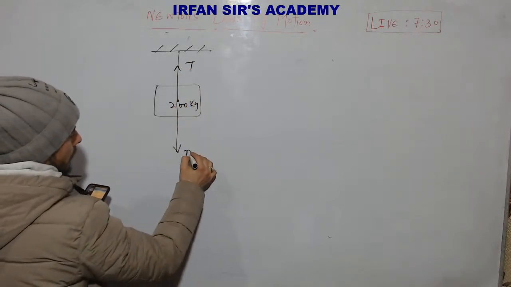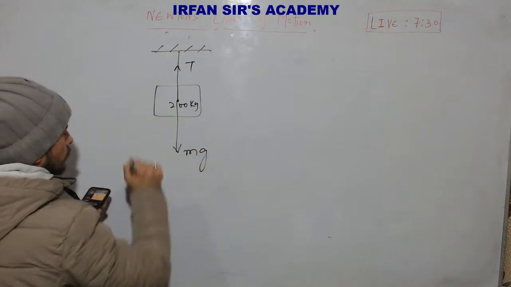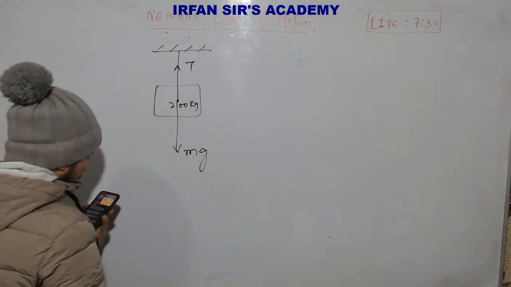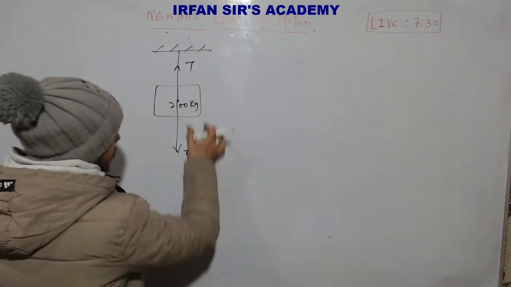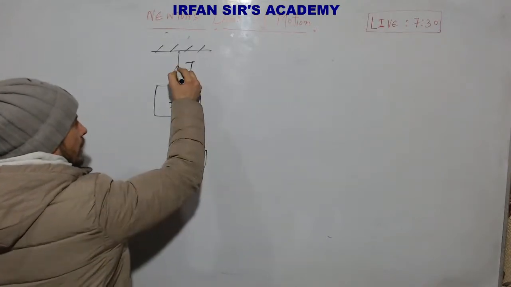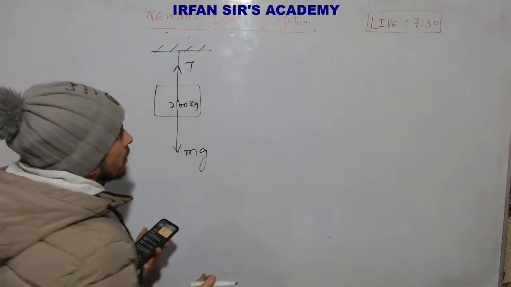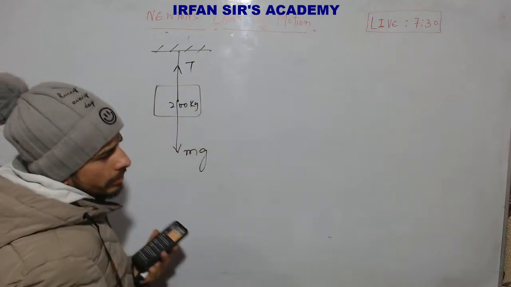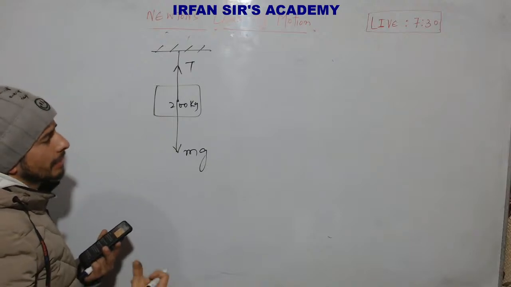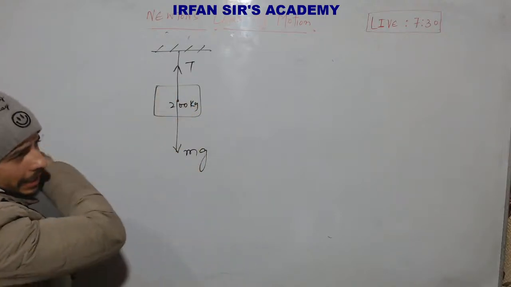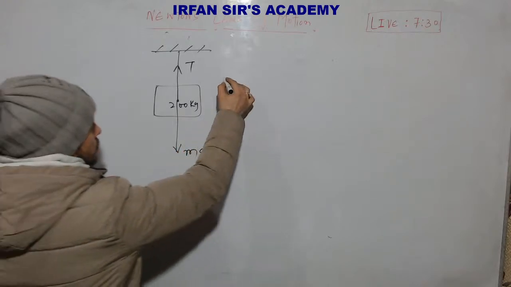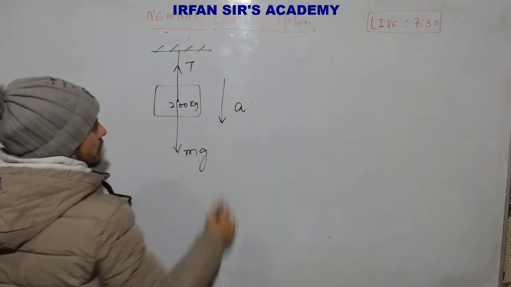Here it will be the weight of the body, W equal to mg. These are two forces. And where will the body go? Without breaking the rope, what will happen? This rope will elongate here. This is a cord. It's not mentioned, so it will be massless, but here it is inextensible, so the body will go in a downward direction.